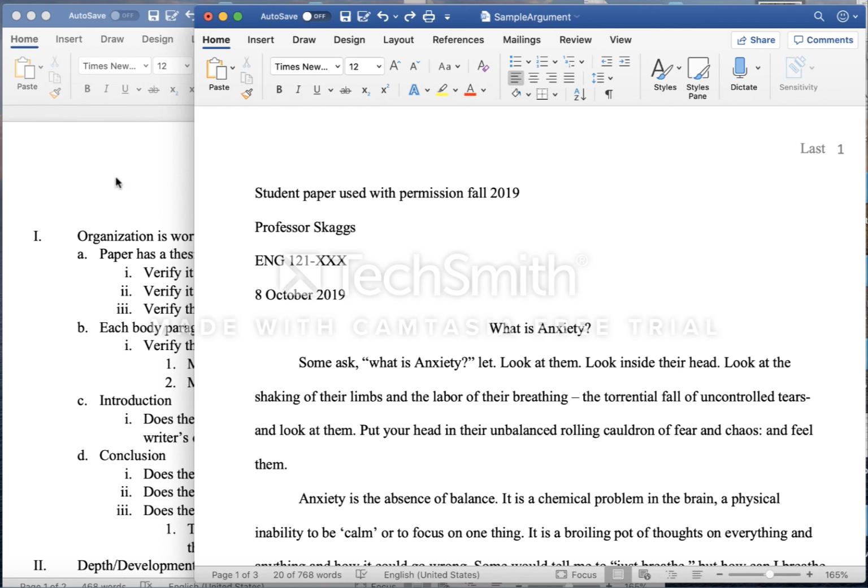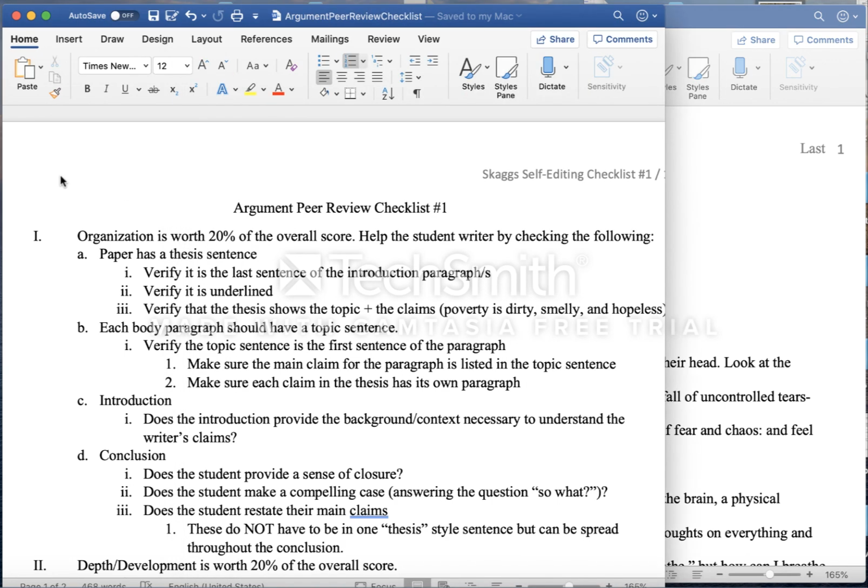If you have any questions about peer review, let me know. The peer review checklist that's in the course content is correct as of today.